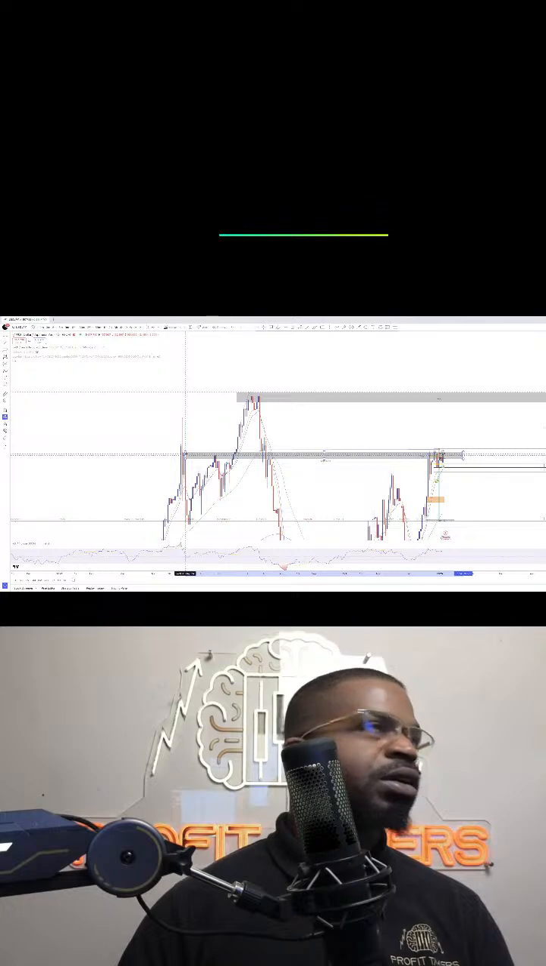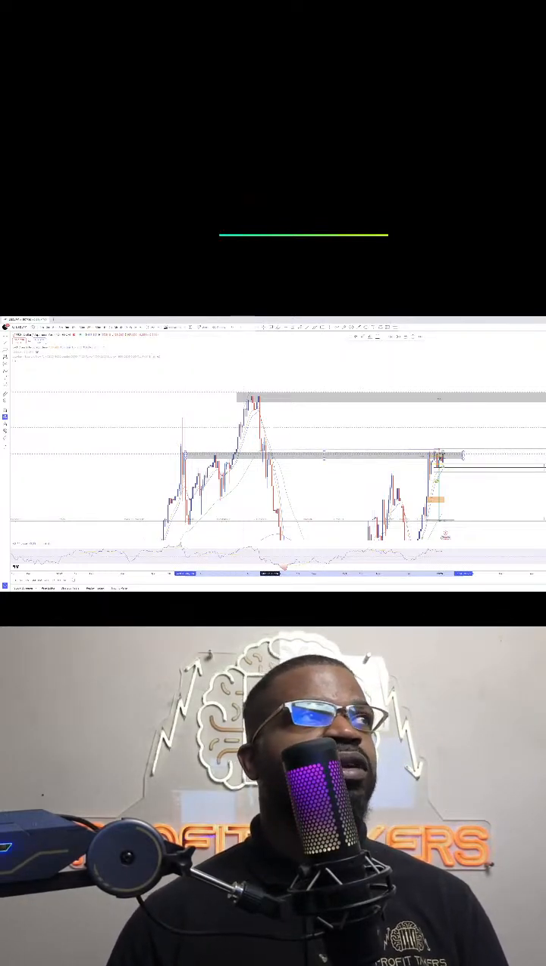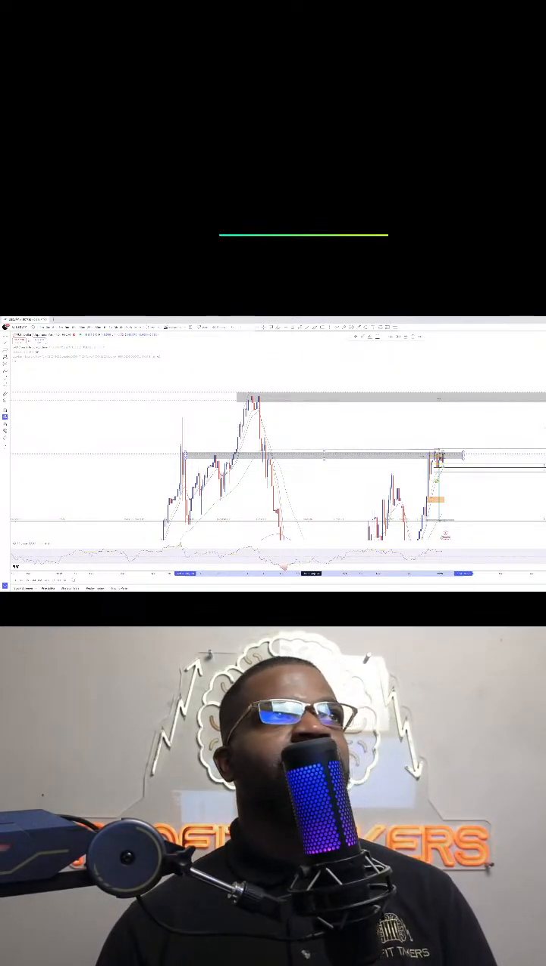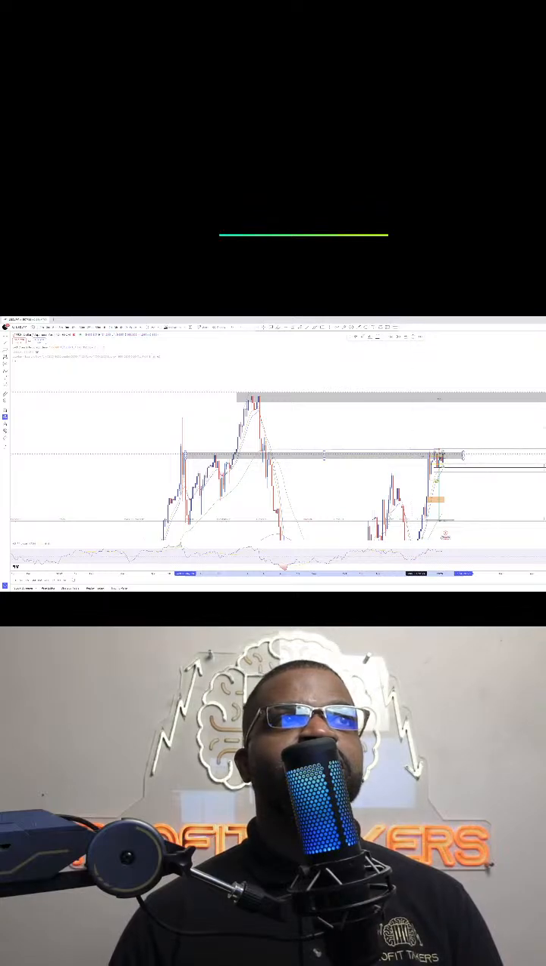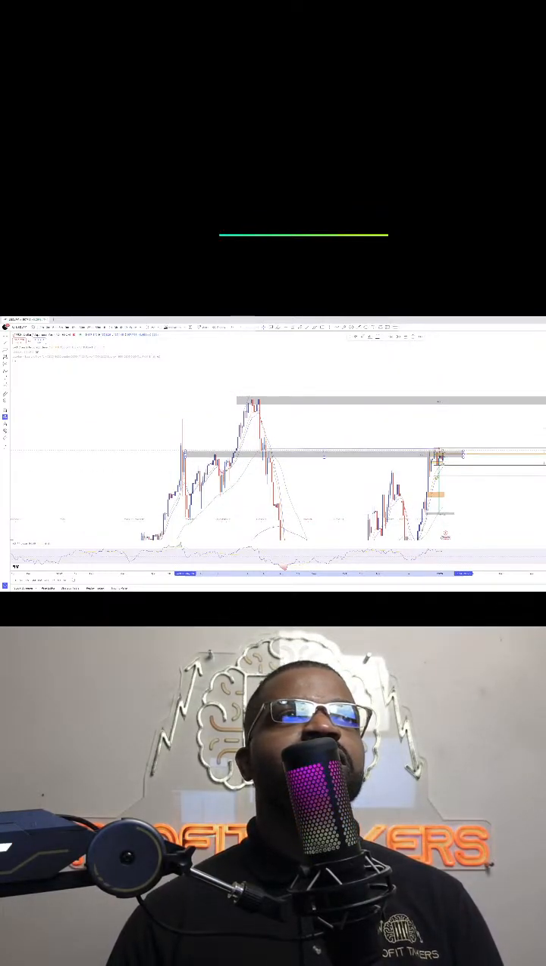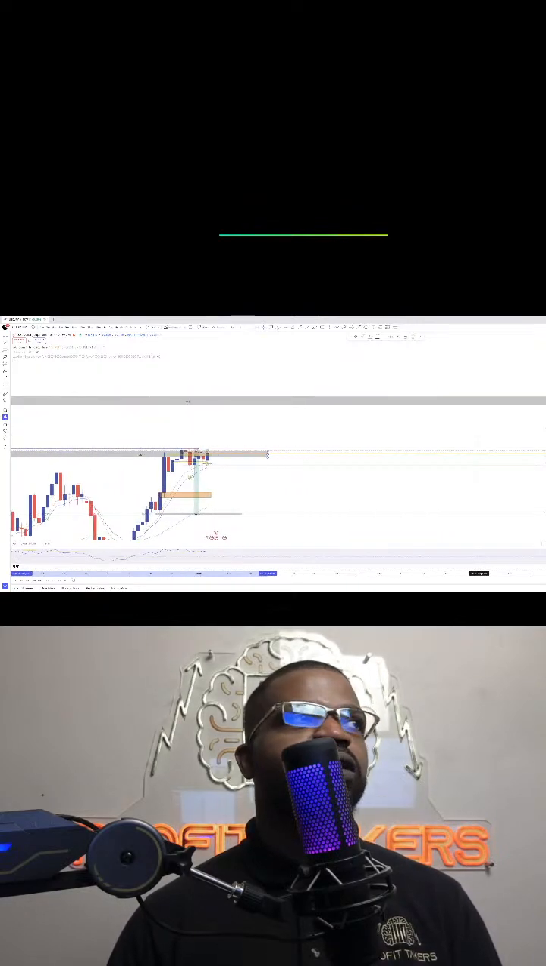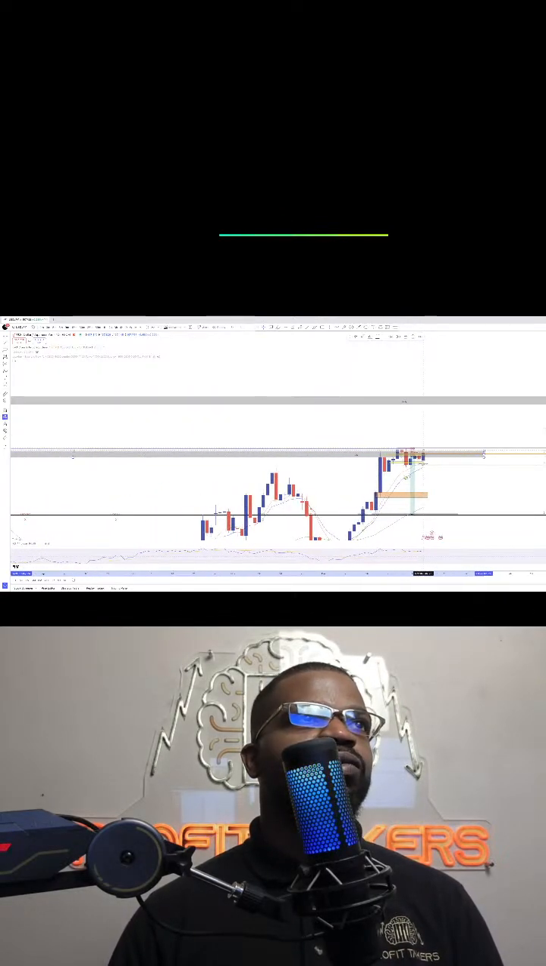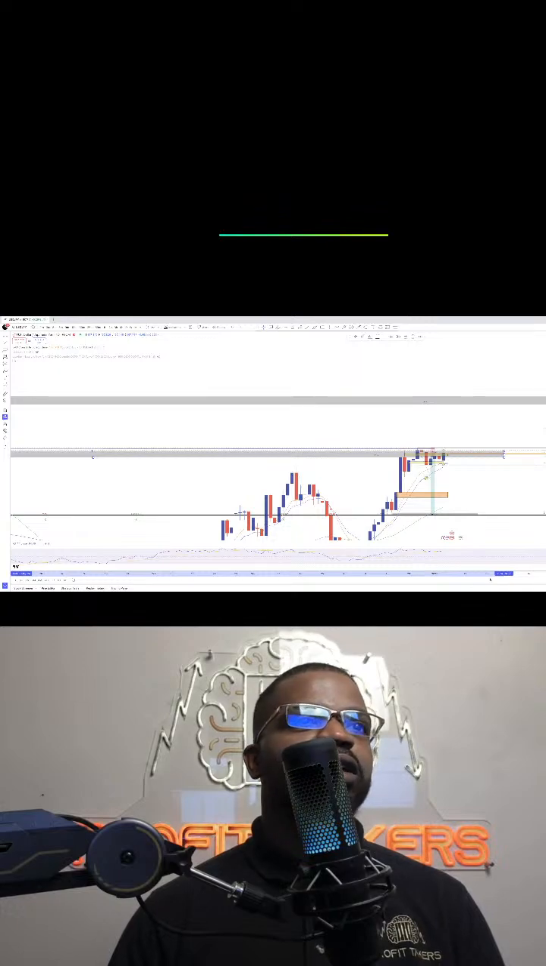So really, if we get above this major level right here, there's nothing really stopping it from heading to those highs. So we're either gonna see this slight pullback right here on USD JPY, or we're gonna see a really nice uptrend.